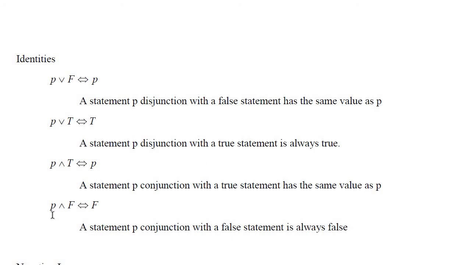And on our last identity, P ANDed with a false statement. Well, the only time an AND statement can be true is if they are both true at the same time. So since one of these is false, ANDing it with anything gives me a false statement.